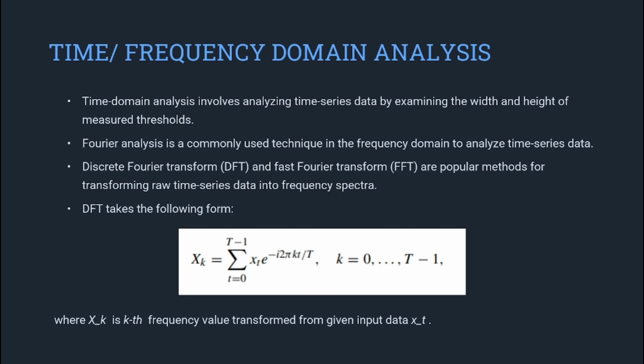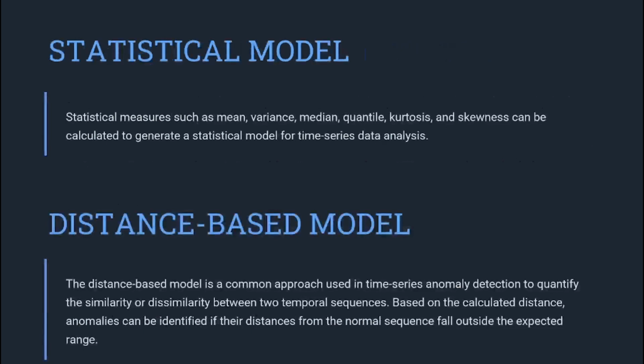DFT takes the following form, where x_k is the kth frequency value transformed from given input data, which is x_t. We learn about the statistical model. Statistical measures such as mean, variance, median, quantile, kurtosis, and skewness can be calculated to generate a statistical model for time series data analysis.